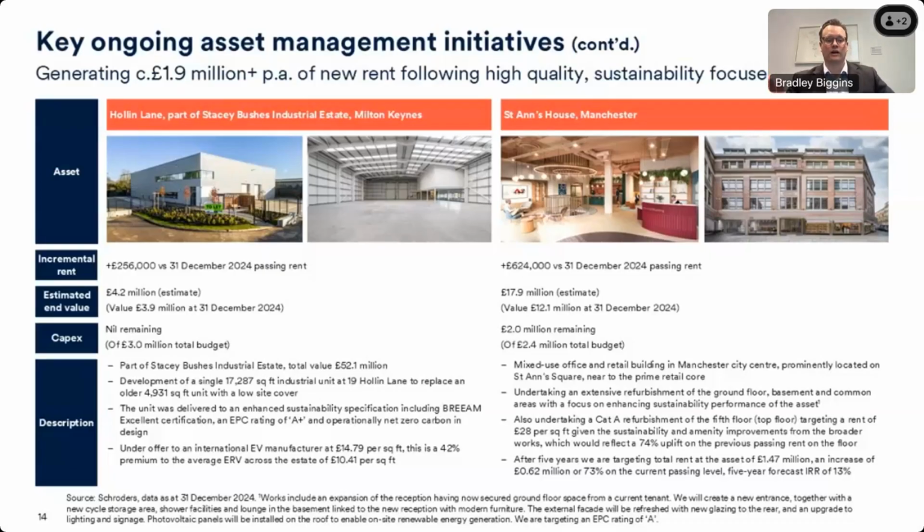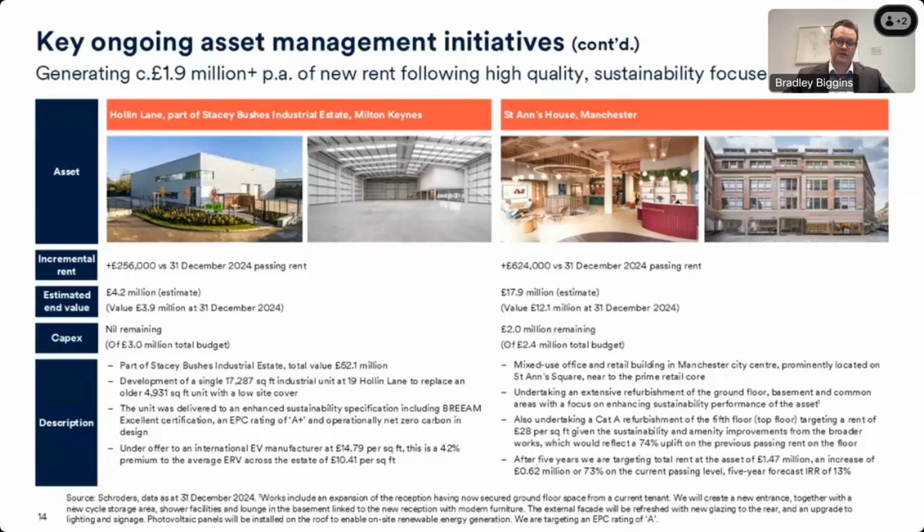Now, on the right-hand side, briefly, is an office asset. We're in the process of undertaking a comprehensive refurbishment of the common areas, so the ground floor, the basement, and the other common areas in the asset. We're adding lots of sustainability upgrades, so electric HVAC systems again, improving the glazing, adding meeting rooms, well-being space. There's a studio as well, end of journey facilities.